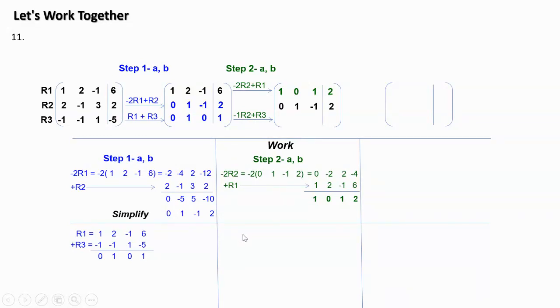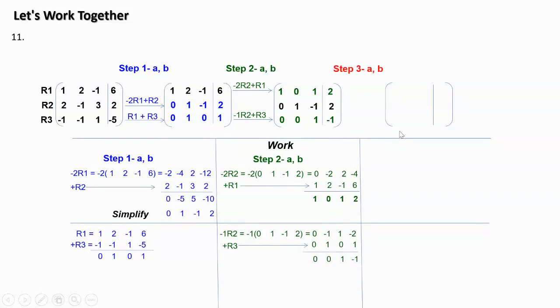So that's my new row 1. For the second step, we just multiply -1 times row 2, which the signs are going to switch. If we're multiplying by -1, we're going to add it to row 3. So after we add them, we get 0, 0, 1, -1. So that's my new row 3. Now we're done with step 1 and step 2. So now comes step 3.